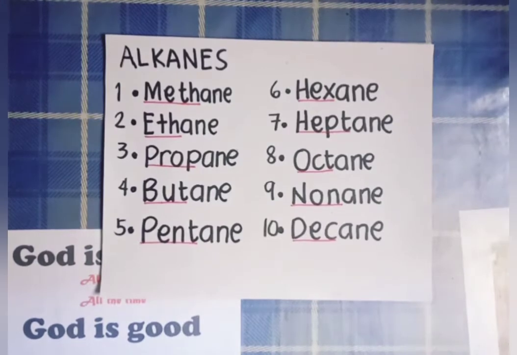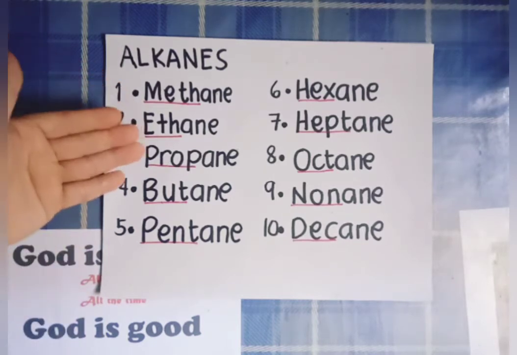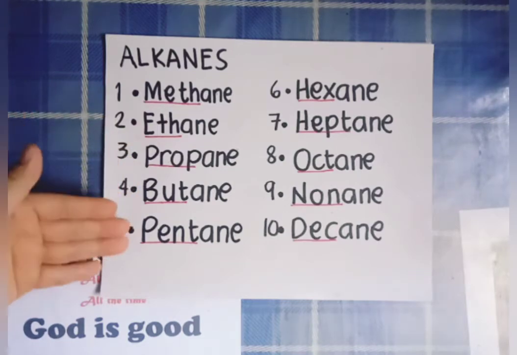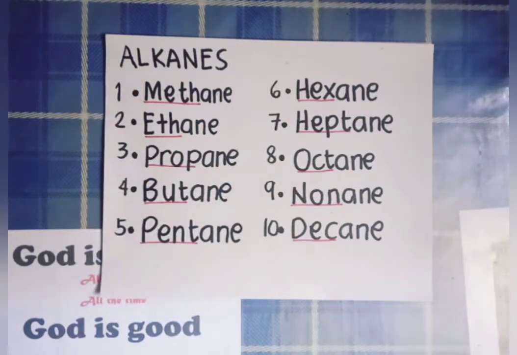Now, another thing that we should be reminded of are the names of alkanes. Remember that the names of alkanes are based on the number of carbon atoms that they have. For example, if an alkane has one carbon atom, then its name is methane. If it's 2, that's ethane. If it's 3, that's propane. If it's 4, that's butane. If it's 5, that's pentane, and so on and so forth. Now, these alkanes will serve as our parent chains in the organic compounds that we are going to give names later.